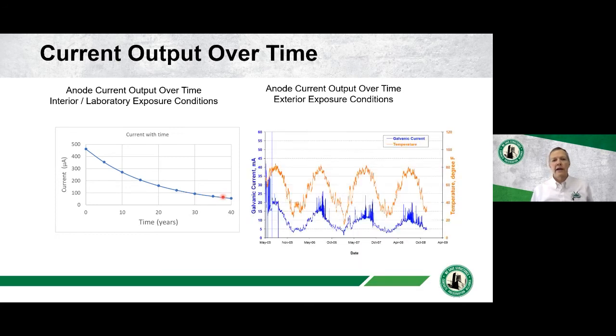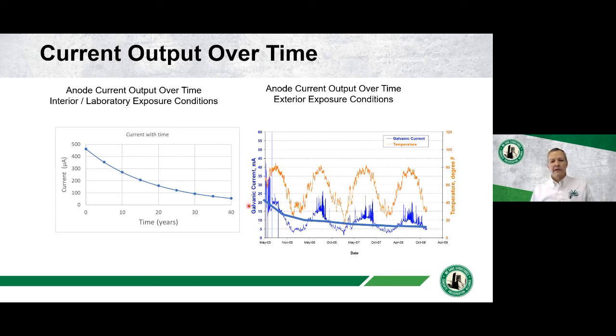If you look at an outdoor project like a bridge, for example, or some other thing that's exposed to the weather, you're going to tend to see the orange line here showing the temperature, so summer, winter, and the blue line showing current, high in the summer, down, high, down. But if you look at the general trend of the current, it's going to still follow the same kind of curve that you see here. It's just you're going to have a lot of excursions because of changes in temperature, rainstorms, etc. in the real world.